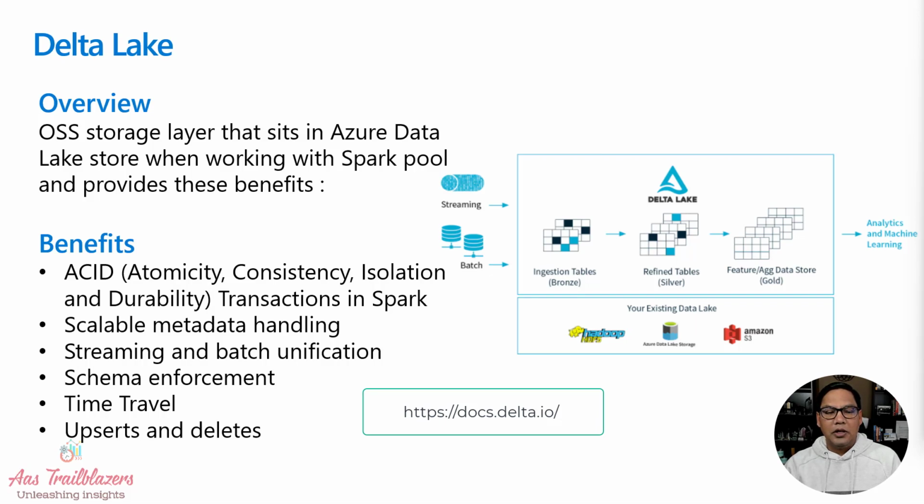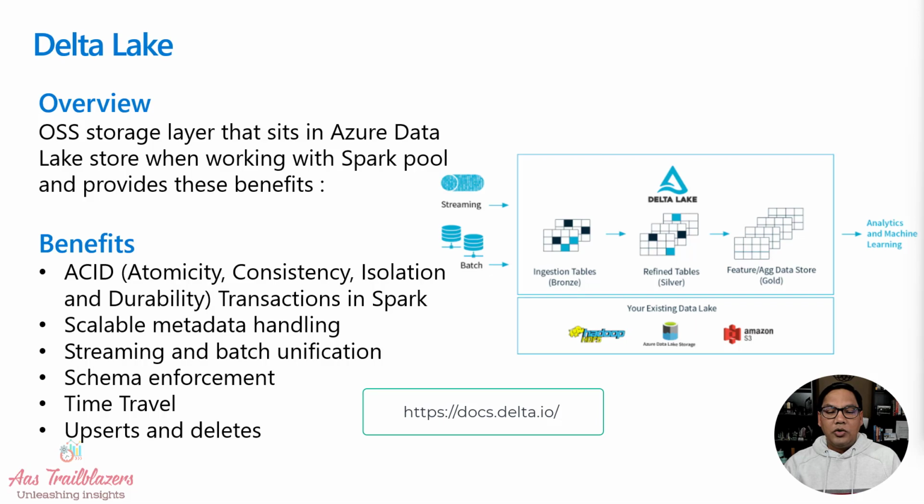With its scalable metadata handling, it leverages Spark's distributed processing power to handle the metadata for petabyte scale tables with billions of files at ease. It provides unification of streaming and batch processing. With that, a table in Delta Lake is a batch table as well as a streaming source and sink. Streaming ingests data in real time, batch load processes historical data, interactive queries query data interactively, all at the same time. And it all just works out of the box.